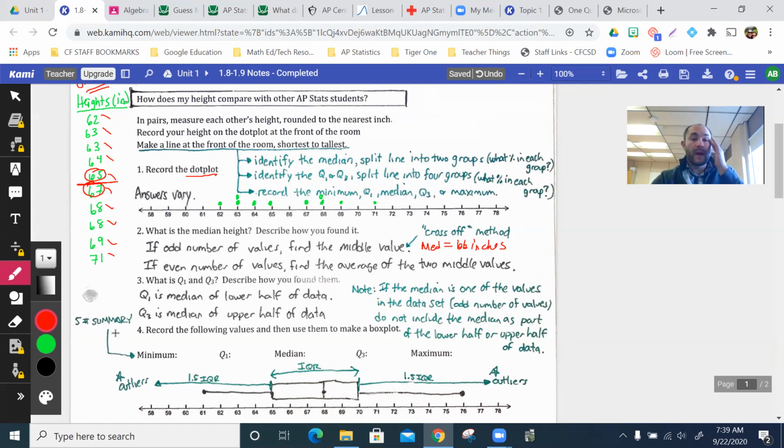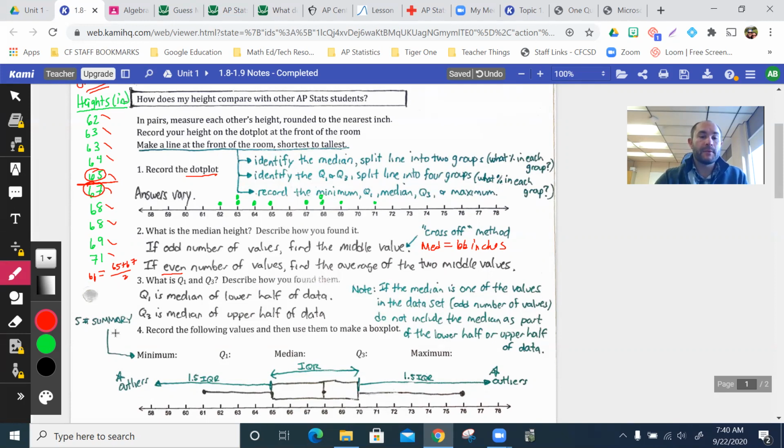Okay, and describe how we found it. This is a good description. If we have an even number of values, so we have 10 heights in our case, we find the average of the middle two values, and that's what we did. So we did 65 plus 67 divided by 2, that gets you 66, or you can just think what number is exactly between 65 and 67.